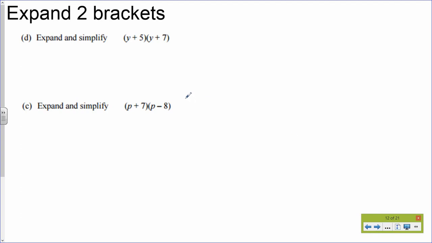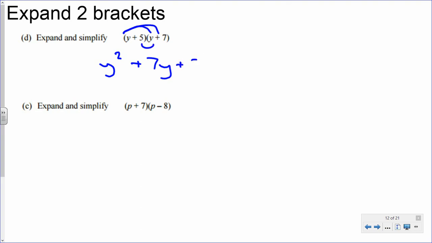This is when we need to expand 2 brackets here. So everything in here must multiply by everything in here. Y times y is y squared. Y times 7 is 7y. Okay, now that's multiplied by everything over here.